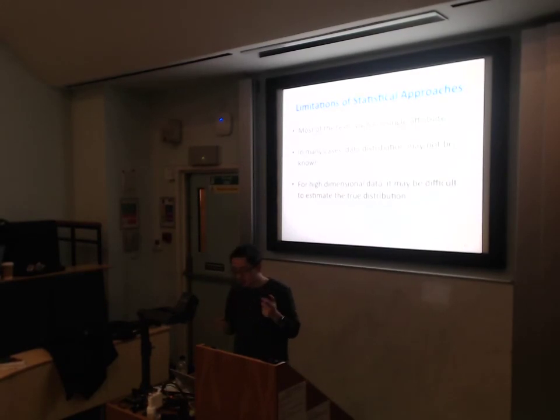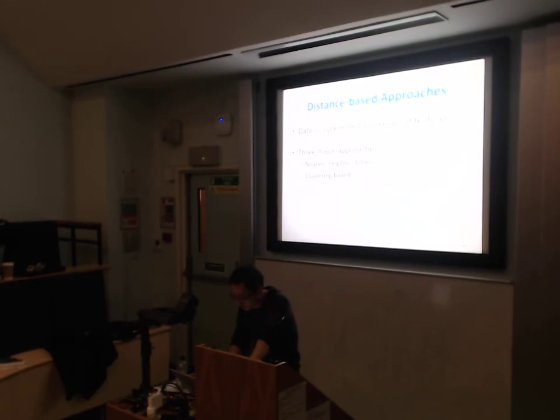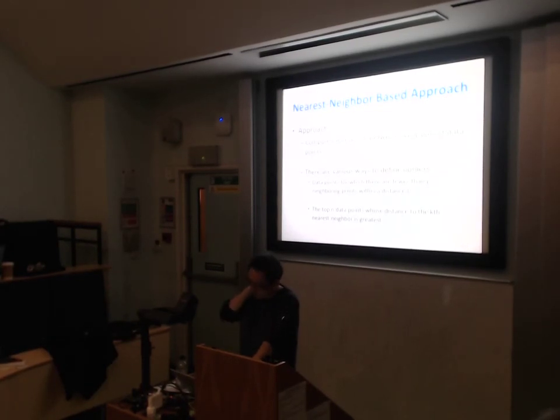The problem with those statistical approaches is obviously that they make assumptions about the structure of the data. In most cases we don't really know those distributions beforehand, and the data is also high dimensional, so it's very difficult to estimate the true distribution. But what you can do is use distance-based approaches, like constructing neighborhoods, nearest-neighbor-based clustering approaches. You could calculate the distance between pairs of data points and define outliers, for example, if a point doesn't have too many neighbors, then perhaps it's an outlier.